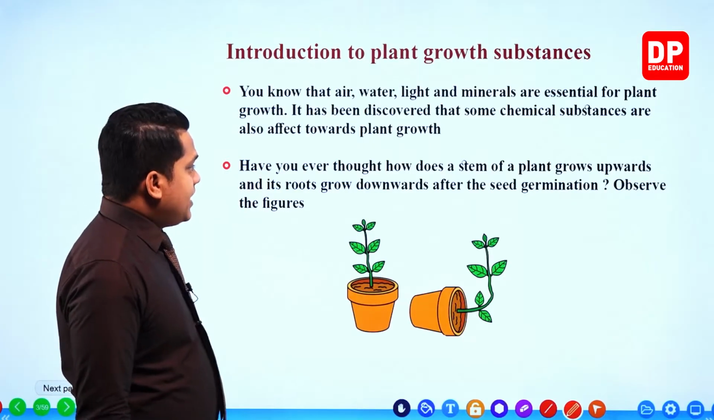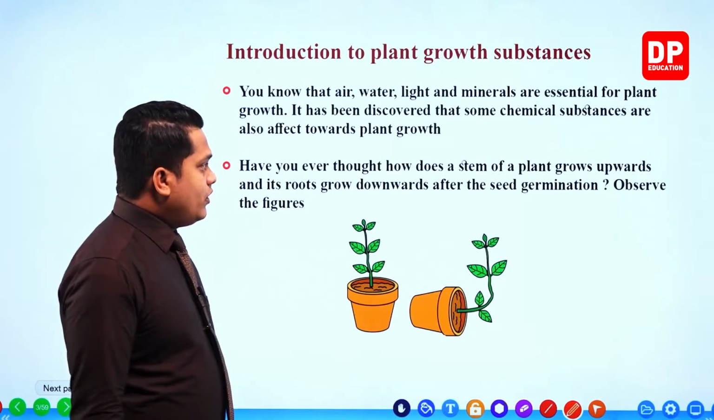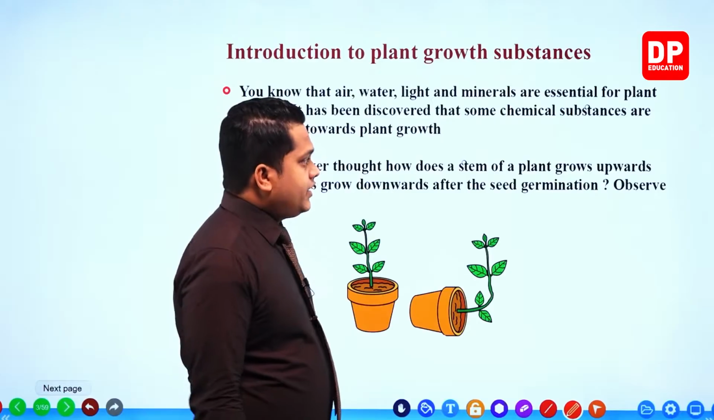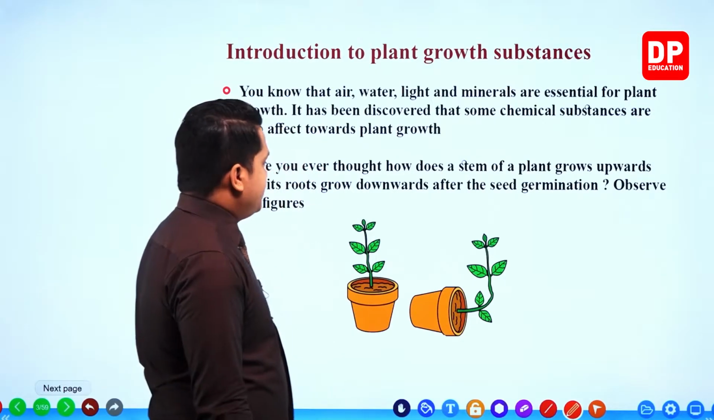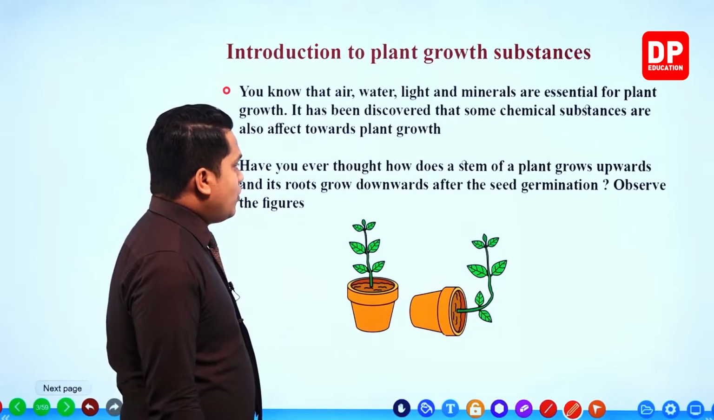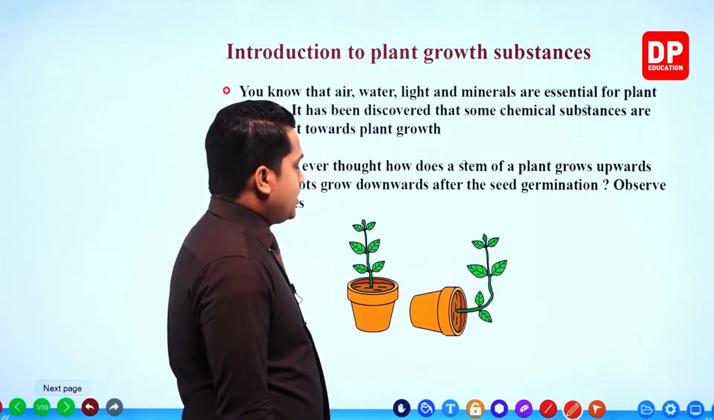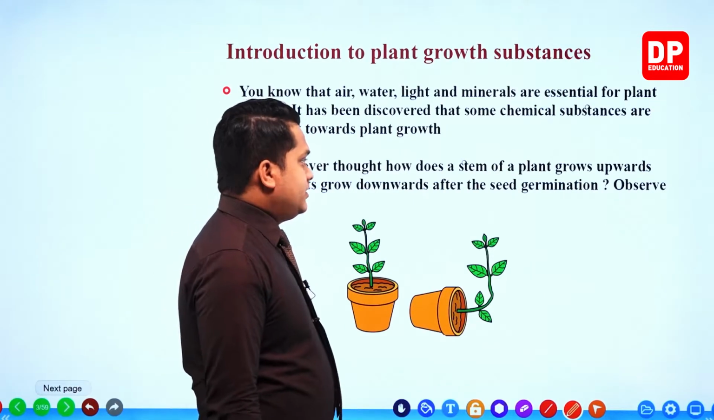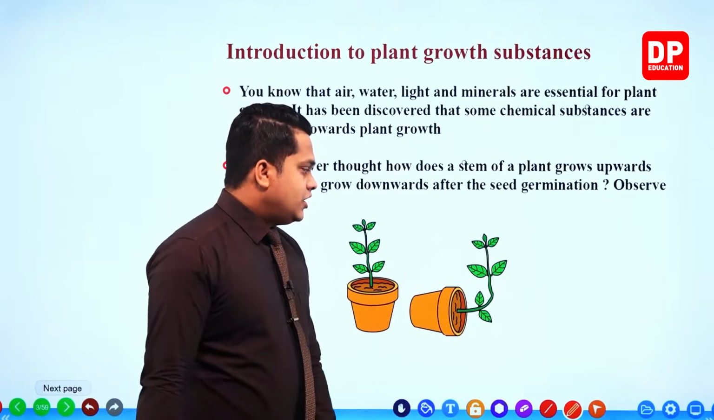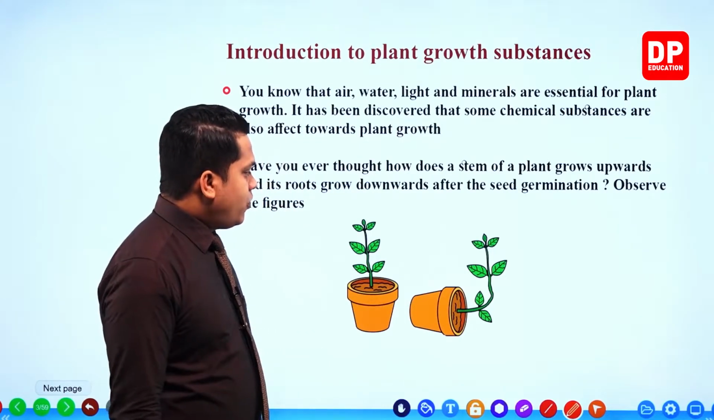So here, have you ever thought how the stem of a plant grows upwards and its roots grow downwards after seed germination? Observe the figures. So here you are given a potted plant.